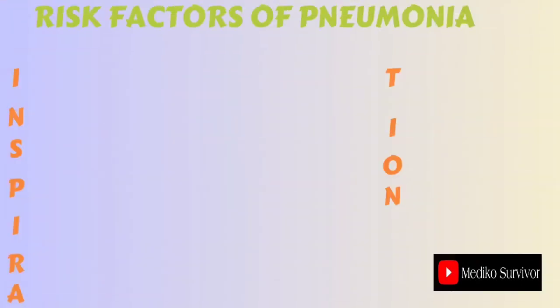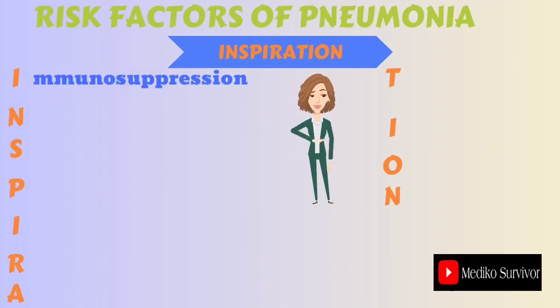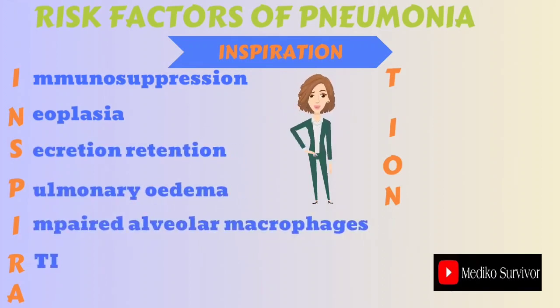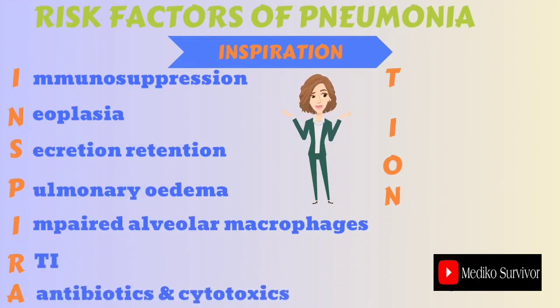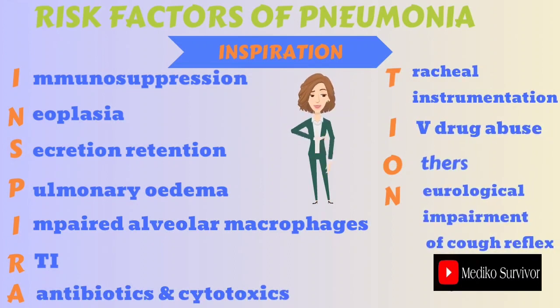Here are some risk factors of pneumonia, and an easy way to memorize risk factors is to remember the word inspiration, which includes immunosuppression, neoplasia, secretion retention, pulmonary edema, impaired alveolar macrophages, RTI meaning respiratory tract infections, antibiotics and cytotoxics, tracheal instrumentations, intravenous drug use. Others include immobility, neurological impairment of cough reflex.